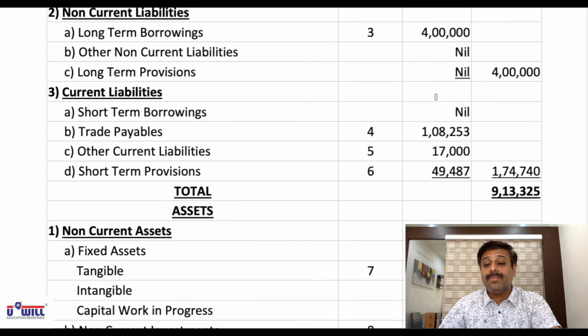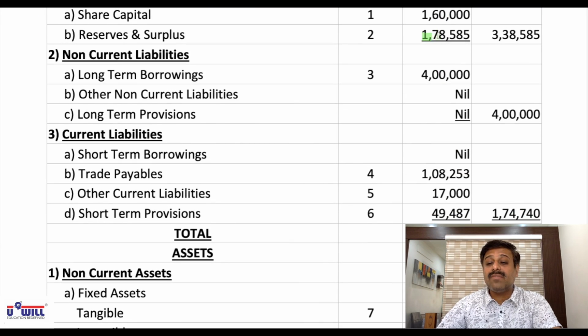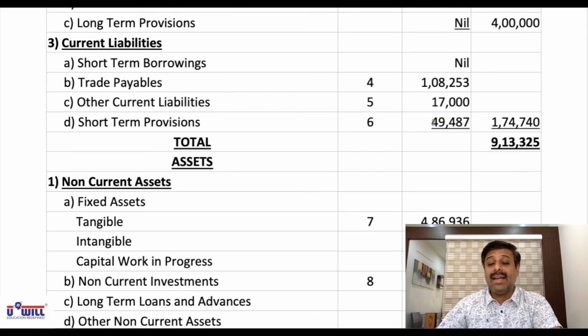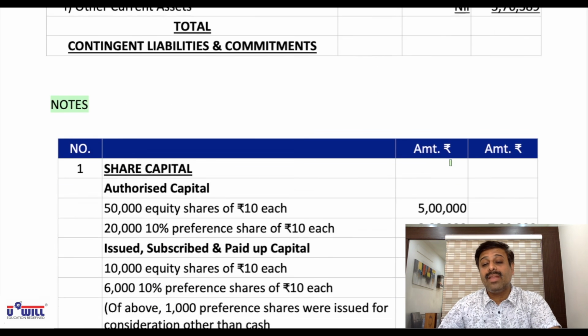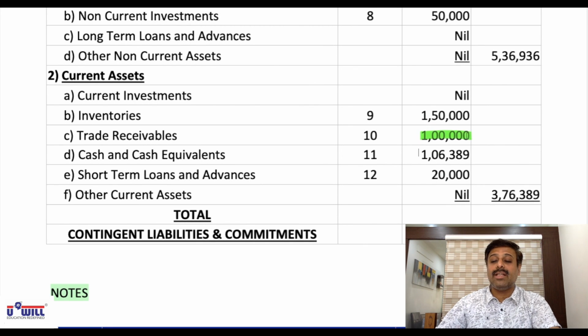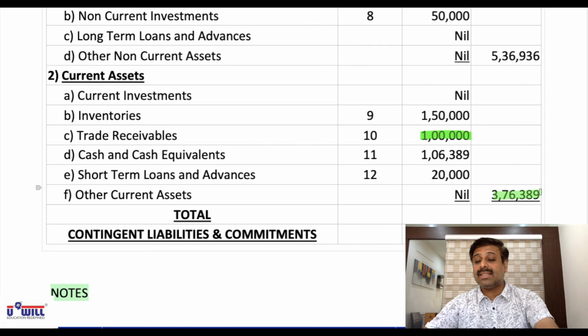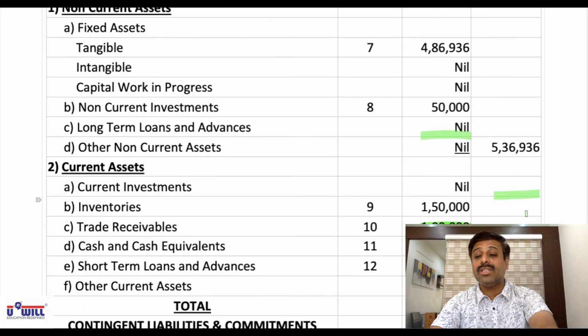Now in balance sheet, reserves and surplus 178,585, so total 338,585. Then in current liabilities, short-term provisions 49487, so total 174,740 and total 913,325. Here in trade receivables also, instead of 50,000, make it 1 lakh. Total 376,389. Now 536,936 plus 376,389. Do you all get 913,325 or not? The balance sheet gets tallied.